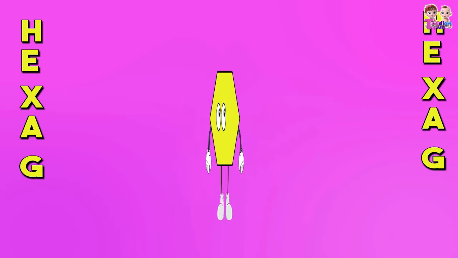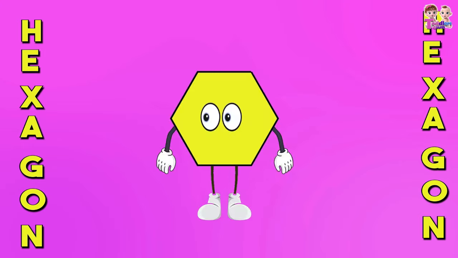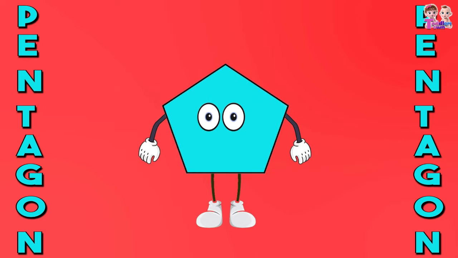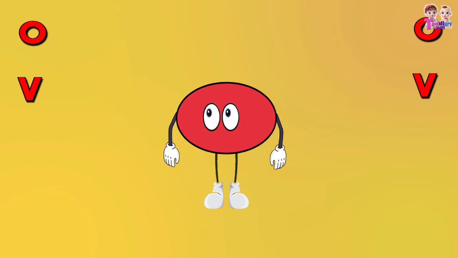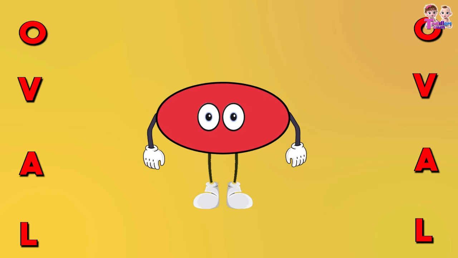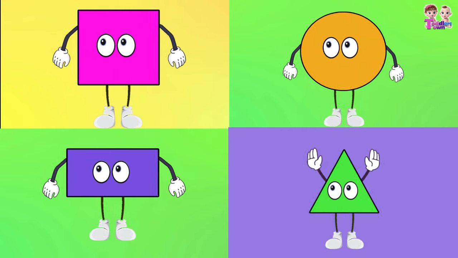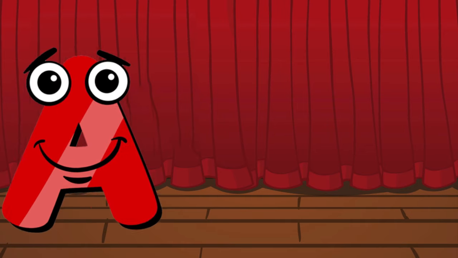I'm a star, in the sky, so, so far. I have five pointy arms, I'm a star. I'm a heart, I'm so curvy and so smart. I'm a really lovely shape, I'm a heart. I'm a diamond, you can see me on a ring. I'm so shiny and so bright, I'm a diamond. We are shapes. You can see us everywhere.